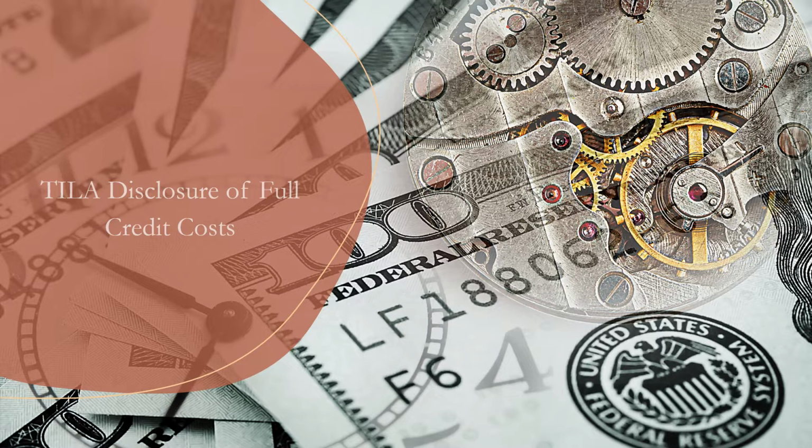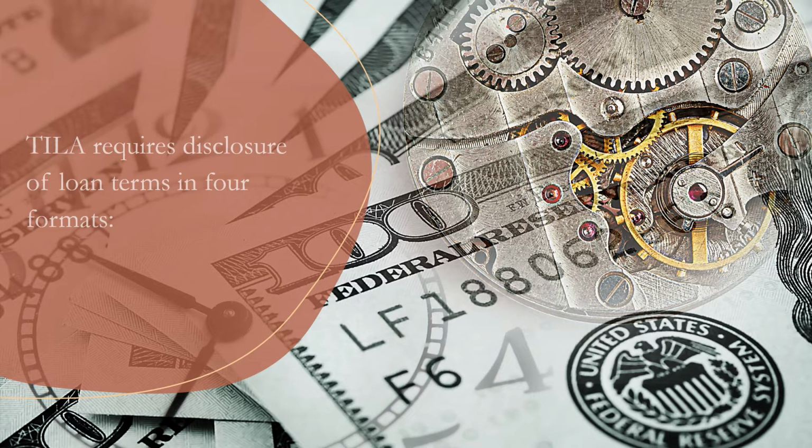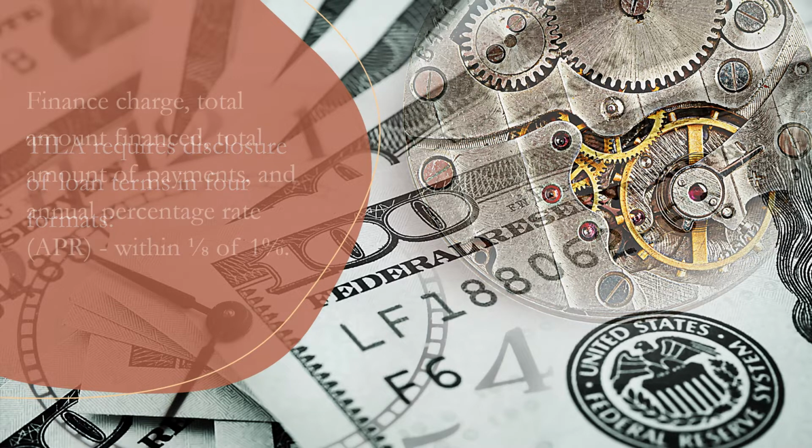TILA, disclosure of full credit cost. TILA requires disclosure of loan terms in 4 formats: finance charge, total amount financed, total amount of payments, and annual percentage rate, known as APR. And the disclosure of the percentage rate must be within 1/8 of a percent.